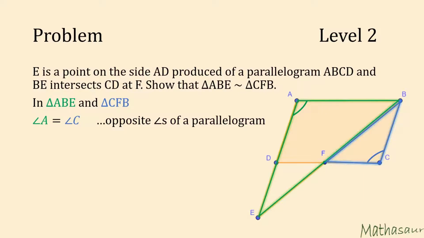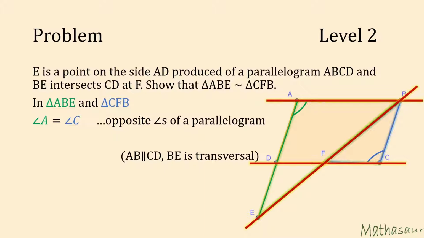Now another property of a parallelogram is parallel sides. So the opposite sides of a parallelogram are parallel. So let us take any one pair of the parallel sides. Let us take AB parallel to CD, and we see that BE is the transversal here. Now can you spot any angles that would be equal? Yes, angle ABE would be equal to angle CFB. They would form the alternate interior angles.